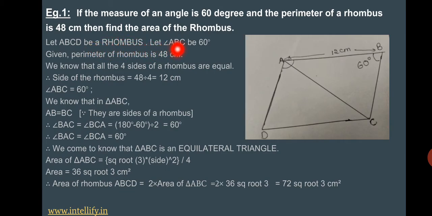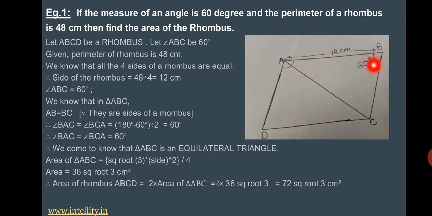Let ABCD be a rhombus. Let angle ABC be 60 degree. According to the question, ABCD is a rhombus and angle ABC is 60 degree, and the given perimeter of the rhombus is 48 centimeter. We know that all sides of a rhombus are equal. Side of the rhombus is equal to 48 divided by 4 is equal to 12 centimeter, through which we get AB equals BC equals CD equals AD equals 12 centimeter.